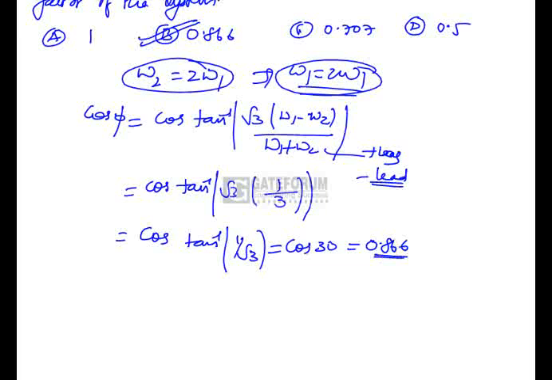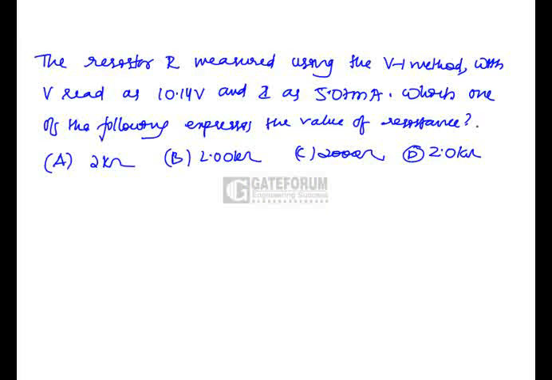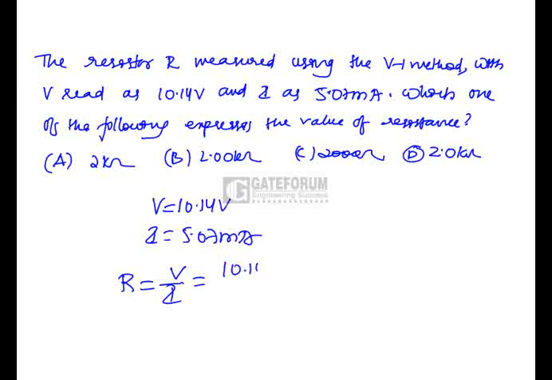Option B. R was measured using the VI method, the voltmeter ammeter method, with V read as 10.14 volts, I read as 5.07 milliamps. Which one of the following expresses the value of resistance? R is equal to V by I. So this is 10.14 by 5.07, which is equal to 2.00 kilo ohms, since it is 5.07 milliamps. See here, he has always expressed the voltage and current readings up to 2 decimal digits. So we have to express resistance in terms of 2 decimal digits. So option B is the correct answer.